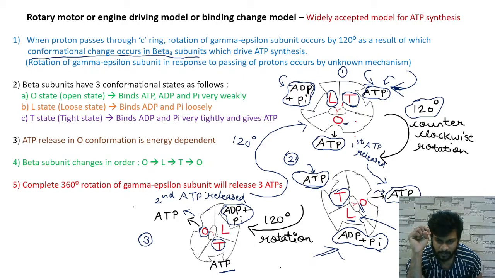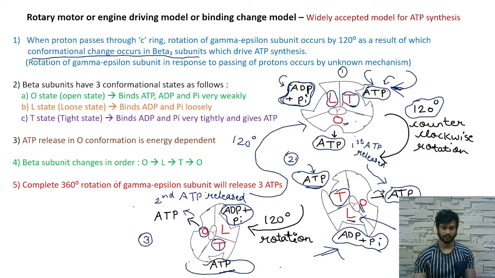So this ADP will again come and bind with the loose side, and the ATP which is there in this third diagram, when the T conformation will change to O conformation, in O conformation ATP will be released. So this is the third ATP which is getting released. Okay, this is the third ATP release.